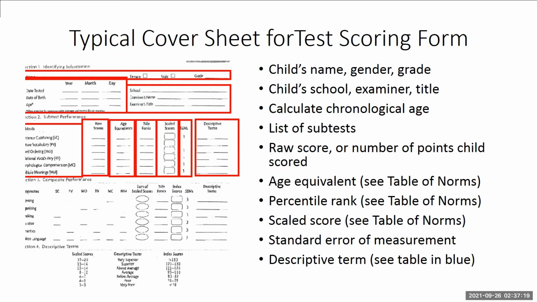Scores need to translate to something understandable, so the score converts to a descriptive term ranging from very poor to very superior. These descriptive terms are shown on the table at the bottom of the form in the blue square.